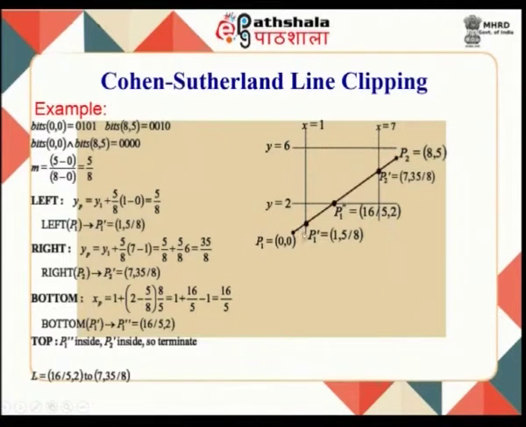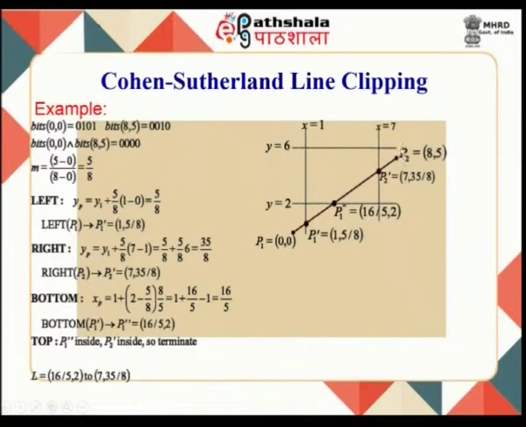So, we started with the left boundary intersection, which is P1 dashed, then we computed the intersection with the right boundary, which is P2 dashed, then we computed the intersection with the bottom boundary, which is P1 double dashed, where we got 16 by 5 comma 2, and finally, when it comes to the top boundary, it is P2 and P2 dashed, and the whole of the line is actually within the top boundary.